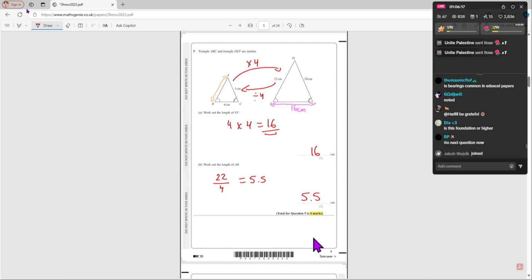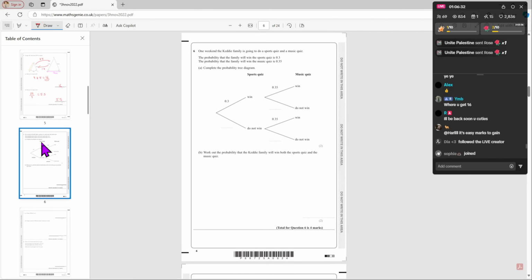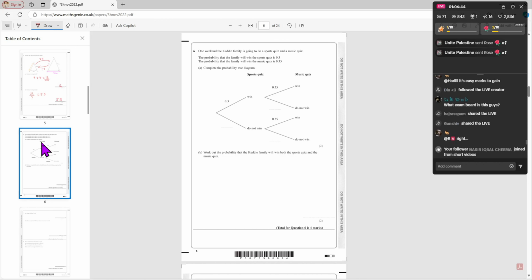This is higher paper. So let's go. One weekend, the Keddy family is going to do a sports quiz and a music quiz. The probability that the family will win the sports quiz is 0.3, and the probability that the family will win the music quiz is 0.35. Complete the probability tree diagram.